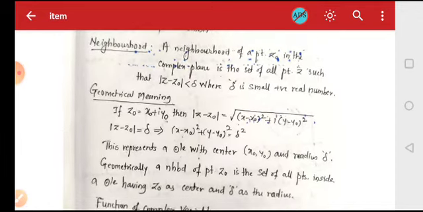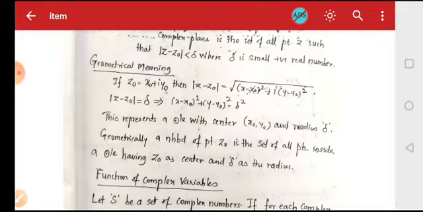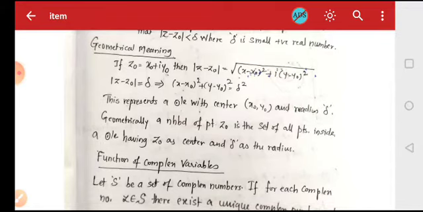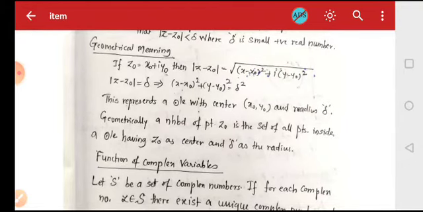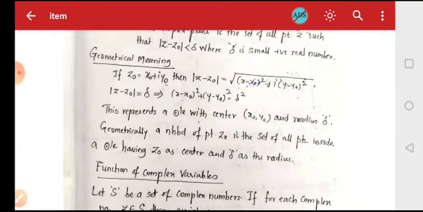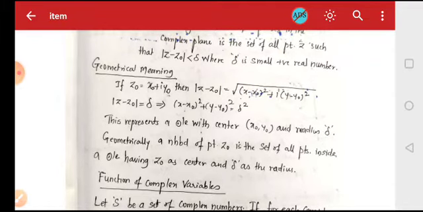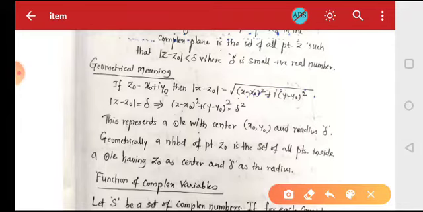Now what is the geometrical meaning of the neighborhood? Suppose z0 equals x0 plus i y0, and z equals x plus iy. Then mod of z minus z0 is the square root of (x minus x0) whole square plus (y minus y0) whole square. By the definition of neighborhood, mod of z minus z0 is less than delta. If we consider mod of z minus z0 equals delta, squaring both sides we get (x minus x0) square plus (y minus y0) square equals delta square.